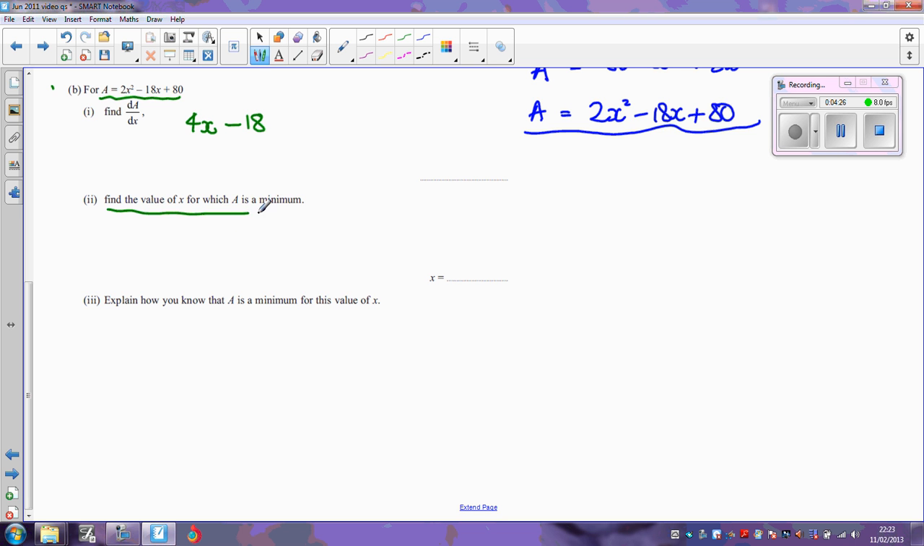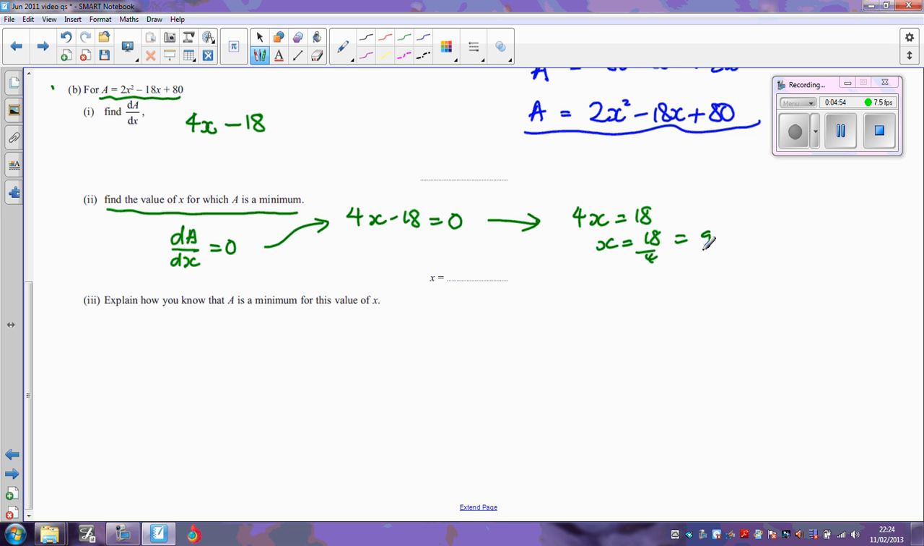Now, when it says find the value of x for which A is a minimum, it's a bit like finding the minimum point on a graph. If you want to find the minimum point or the maximum, you find dA by dx and then put that equal to 0. In other words, I'm going to take my 4x minus 18 and I'm going to put that equal to 0, and then I'm going to solve it. So 4x is equal to 18, which means that x is equal to 18 over 4, well that's 9 over 2. In other words, that's 4.5. So the value of x for which A is a minimum is just 4.5.